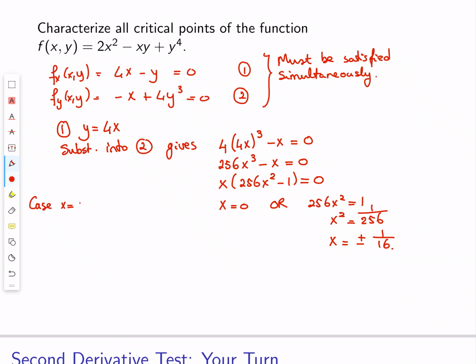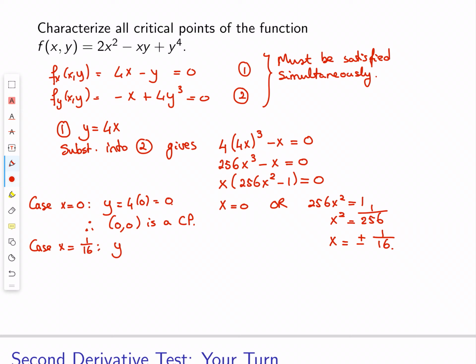The case where x is equal to 0. What is the y value then? Well, from the first equation, y equals 4x, so y equals 4 times 0, which is equal to 0. Therefore, (0, 0) is a critical point. Okay. Case x equal to 1/16.